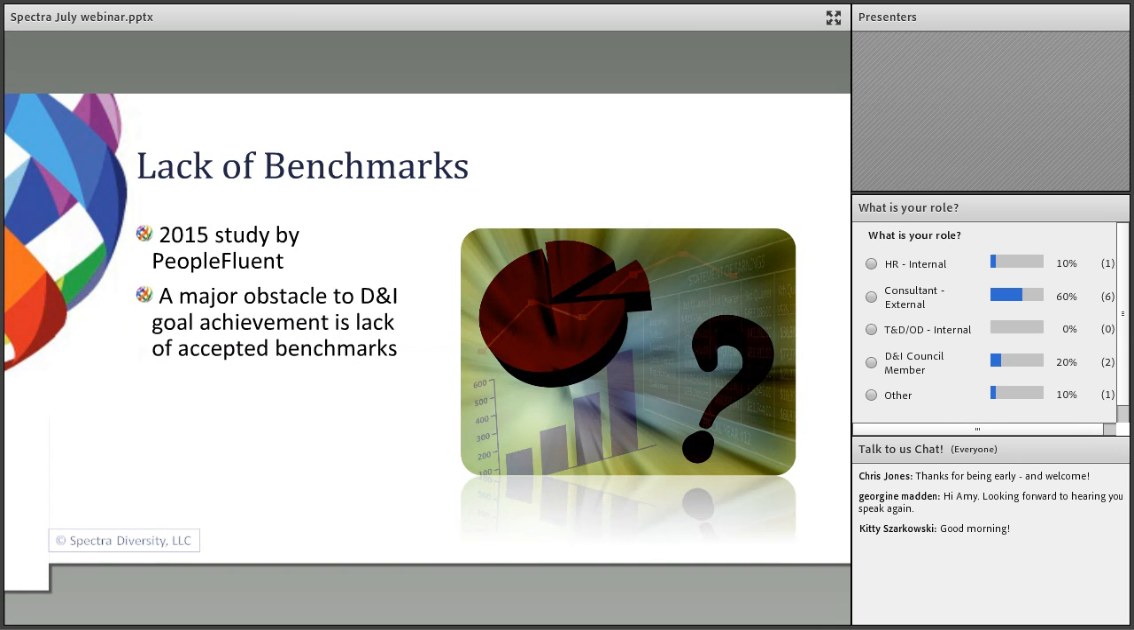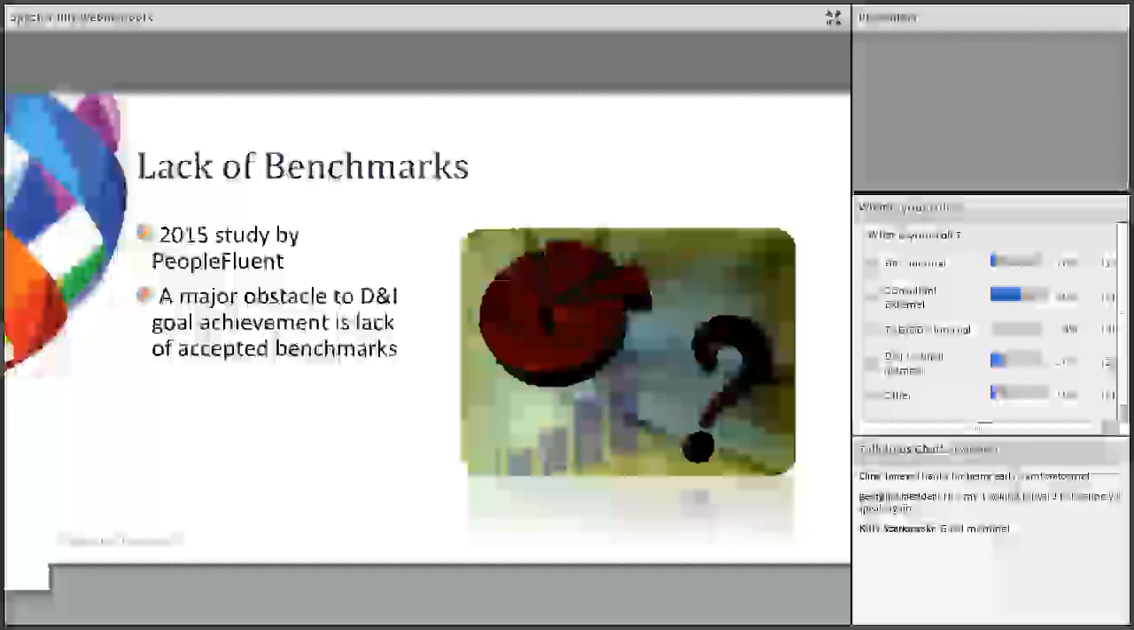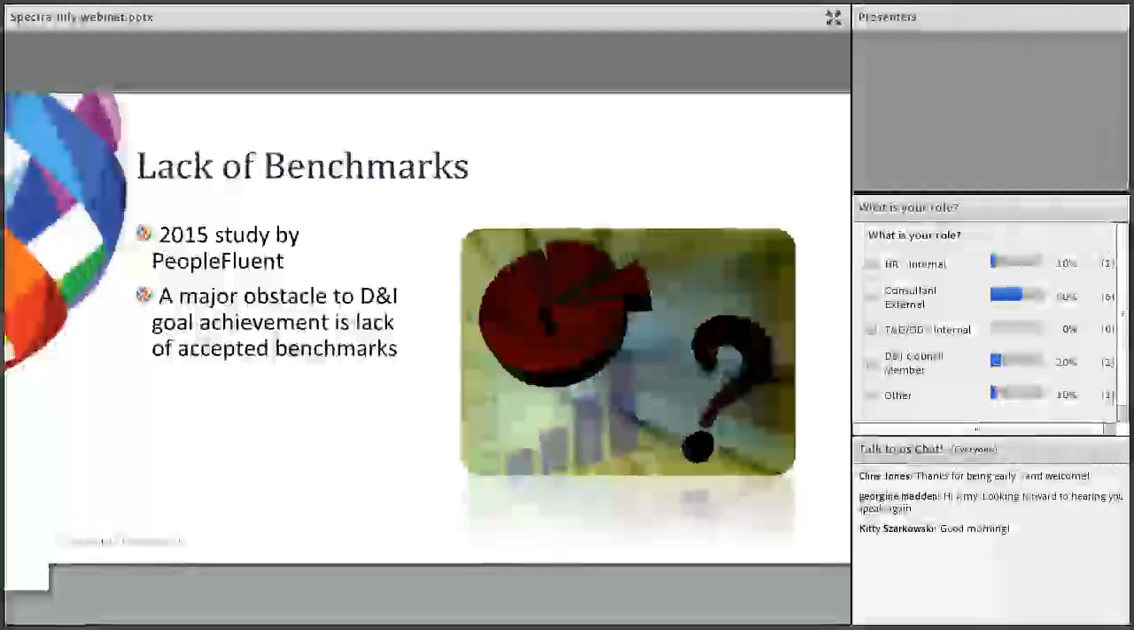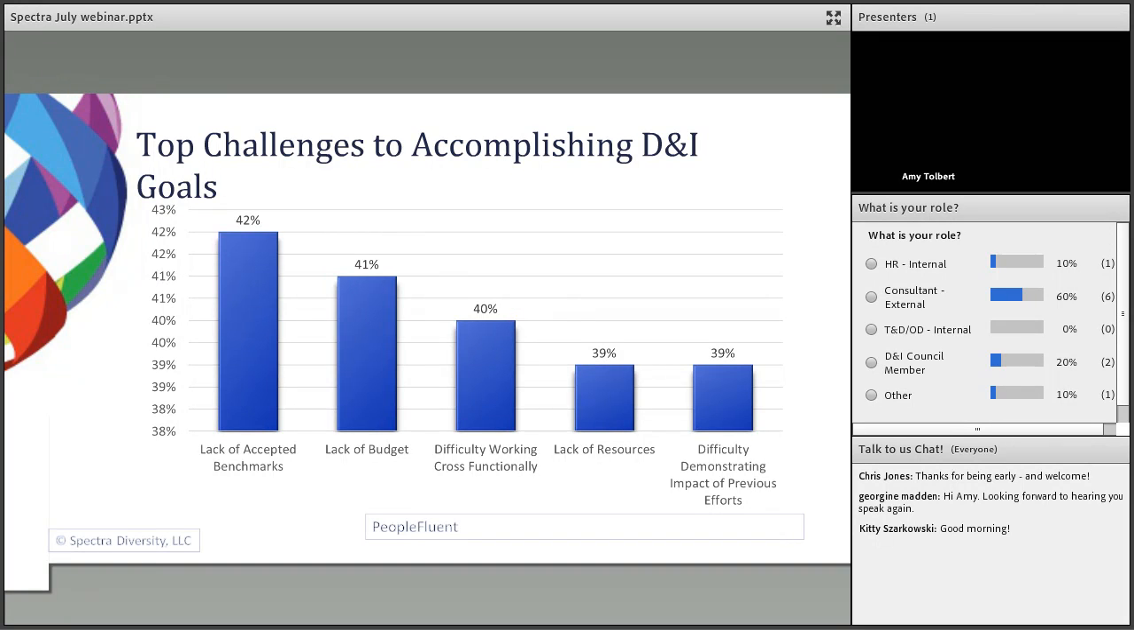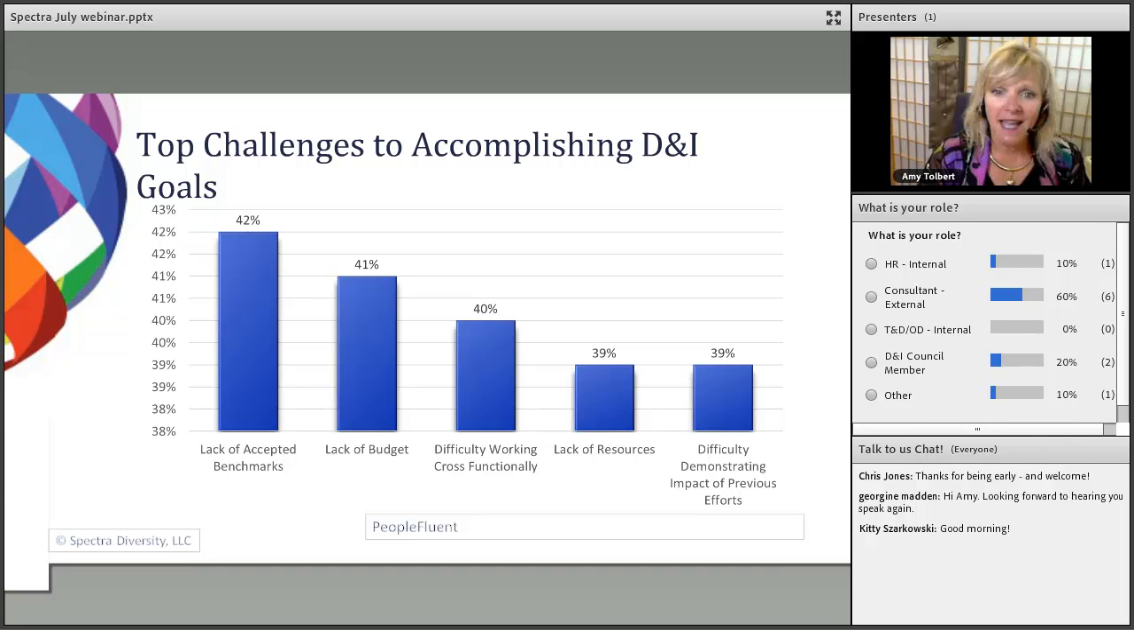All right, as I move forward, I'm probably going to come back to some of these as well, but I do want to share with you just a couple of the top challenges according to the study that I was sharing with you, as to what they're saying they're facing. So, top challenges. First one, surprise, lack of accepted benchmarks. Followed by, again, no shocker to us that have been doing this a while, lack of budget.